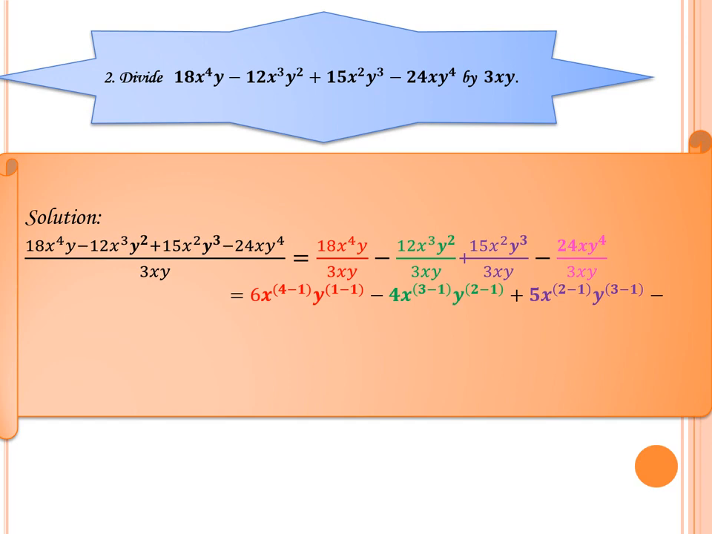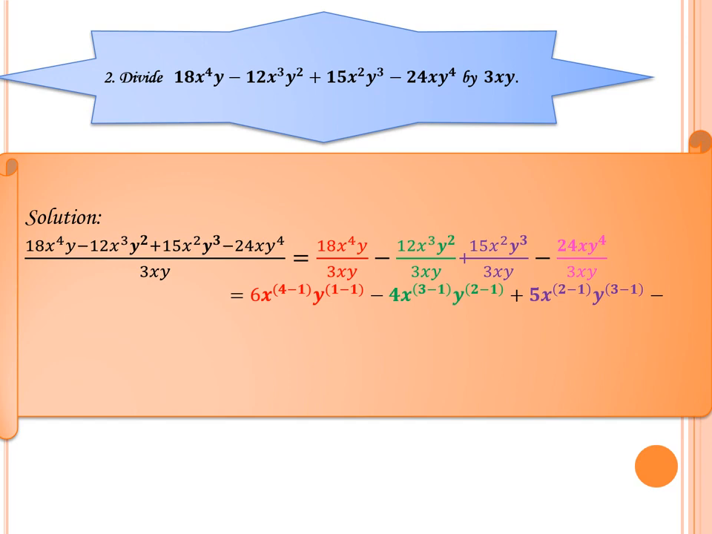The next term, the green one, 12x cubed y squared divided by 3xy is just equal to 4x to the power of 3 minus 1, y to the power of 2 minus 1. Why? Since 12 divided by 3 is equal to 4, and x cubed divided by x is just equal to x to the power of 3 minus 1, and y squared divided by y is equal to y to the power of 2 minus 1.